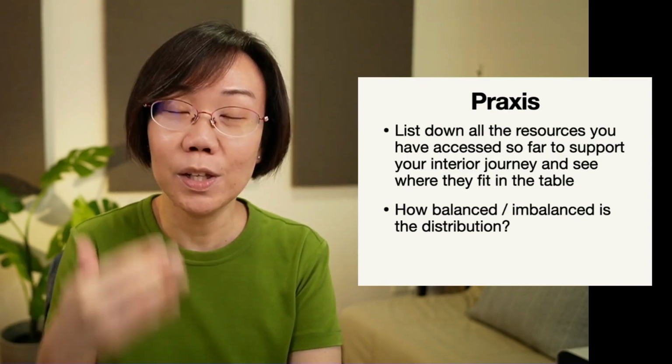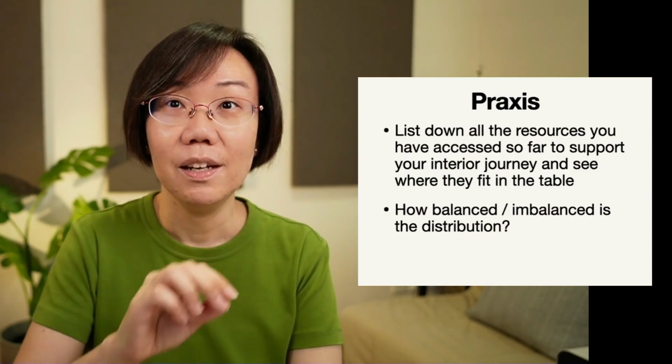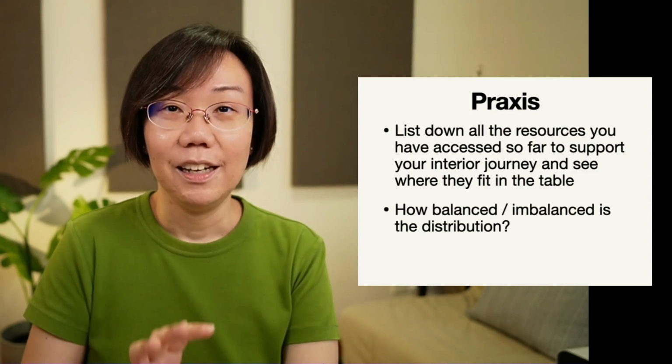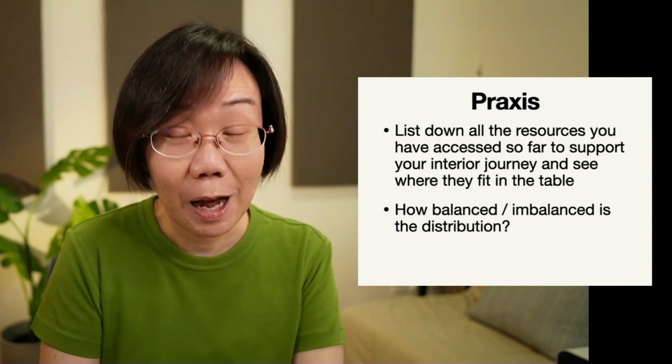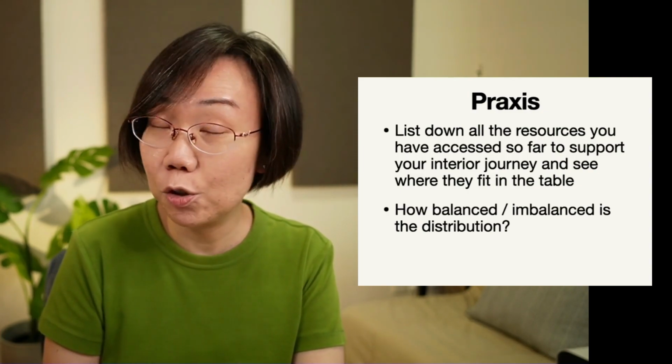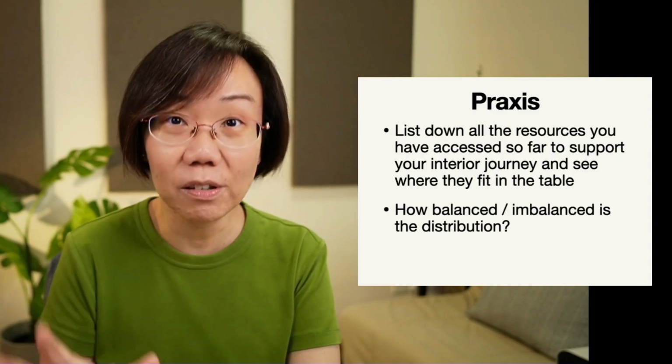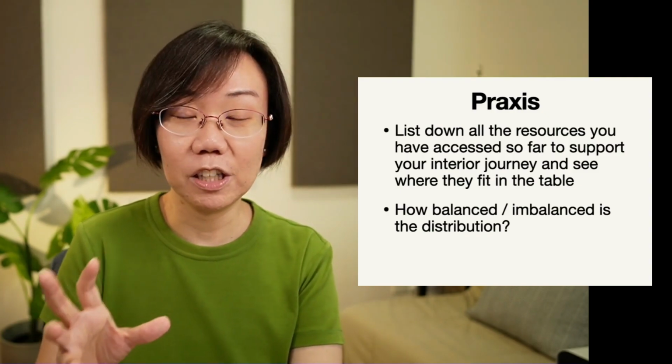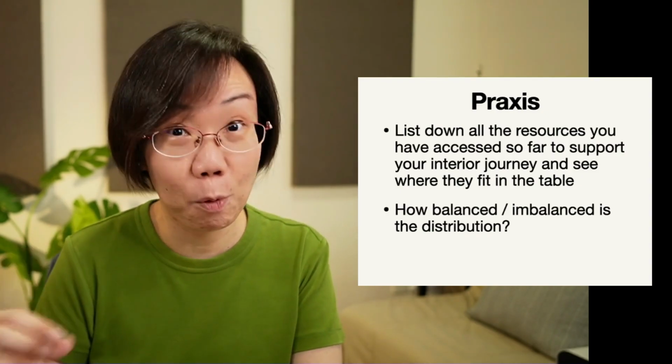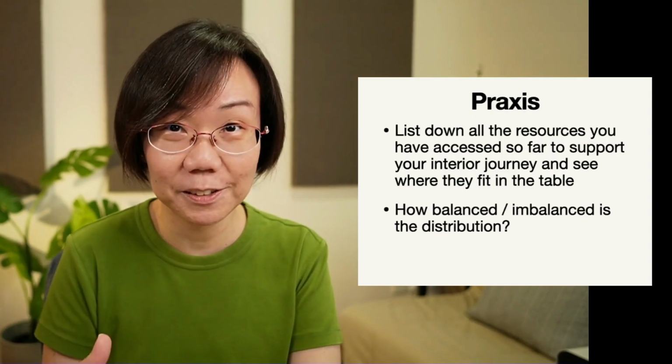The idea is, once you've moved them into one of these 4 boxes, I invite you to take a look at your table. How balanced or imbalanced is the distribution? Do you have something in every box? Is there a particular box that is a lot more crowded than all the other boxes?